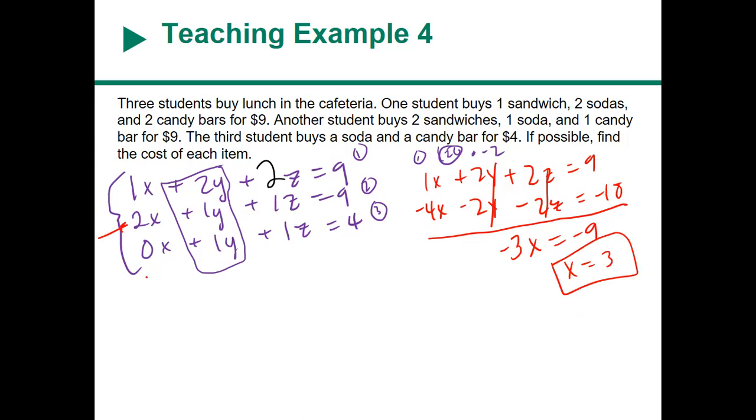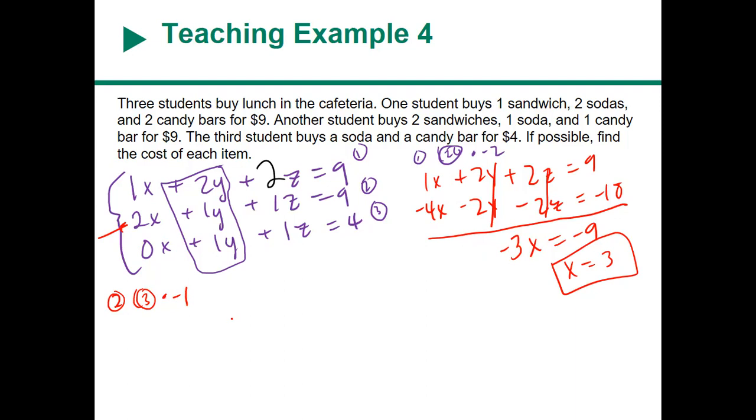I can then either continue to eliminate, or I can plug in for x and solve just y and z. I'm going to keep eliminating and find z that way. So I'm going to now use equation 2 and equation 3. Using equations 2 and 3, it's already a 1. I just need to make one of them a negative, so I'm going to multiply by -1. I'm going to leave the first equation alone.